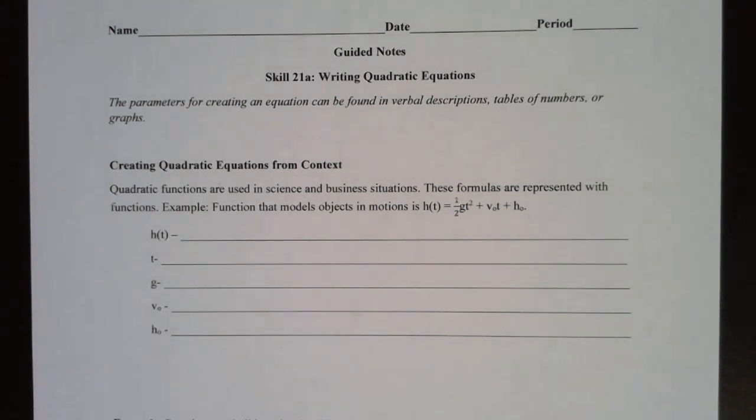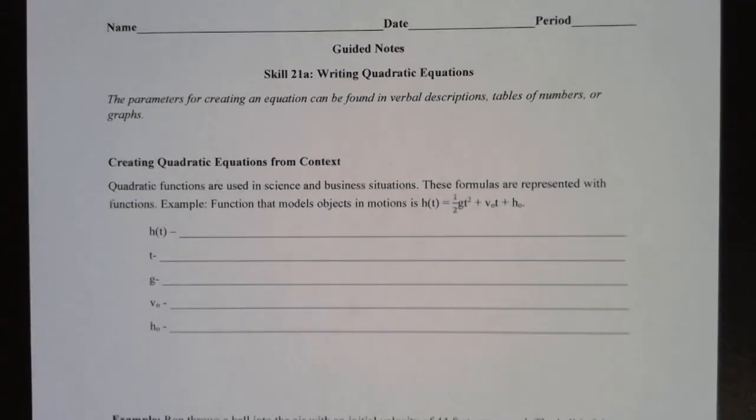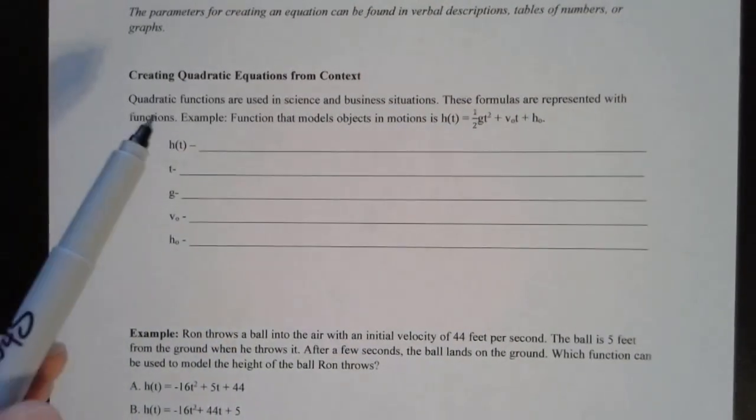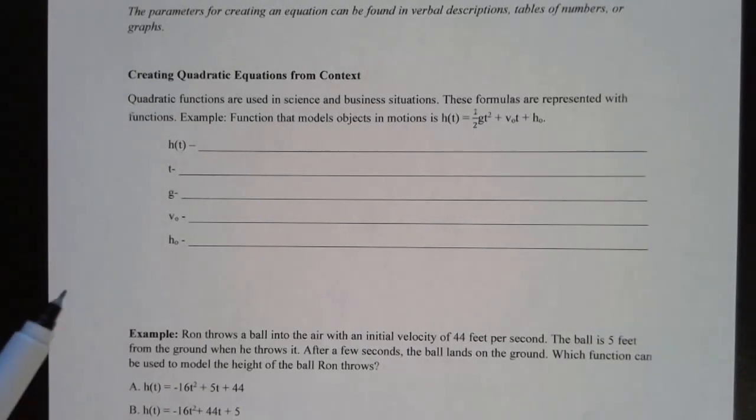Continuing our discussion on quadratic equations, today we're going to be writing quadratic equations. The parameters for creating an equation can be found in verbal descriptions, tables of numbers, or graphs. So here we have creating a quadratic equation from context. Quadratic equations are used in science and business situations. These formulas are represented with functions.